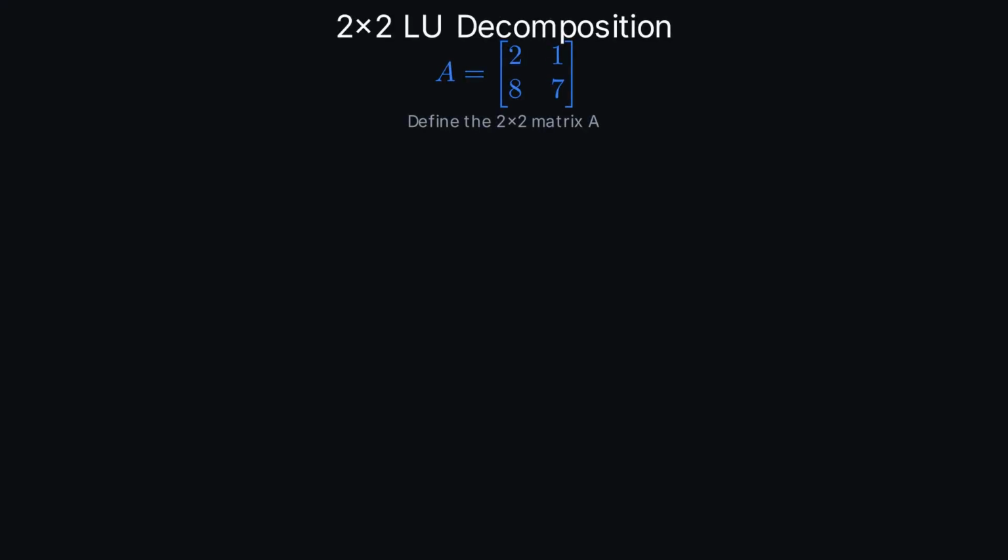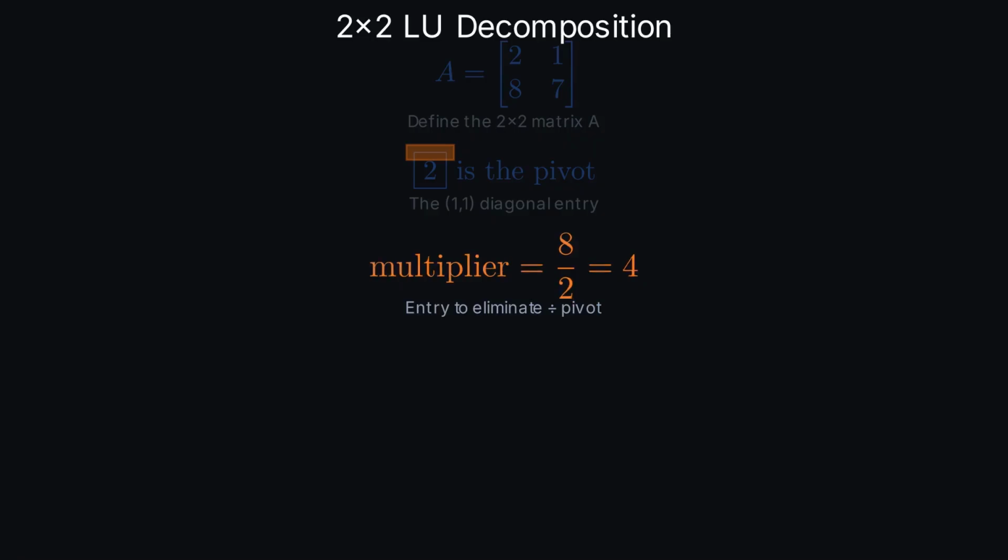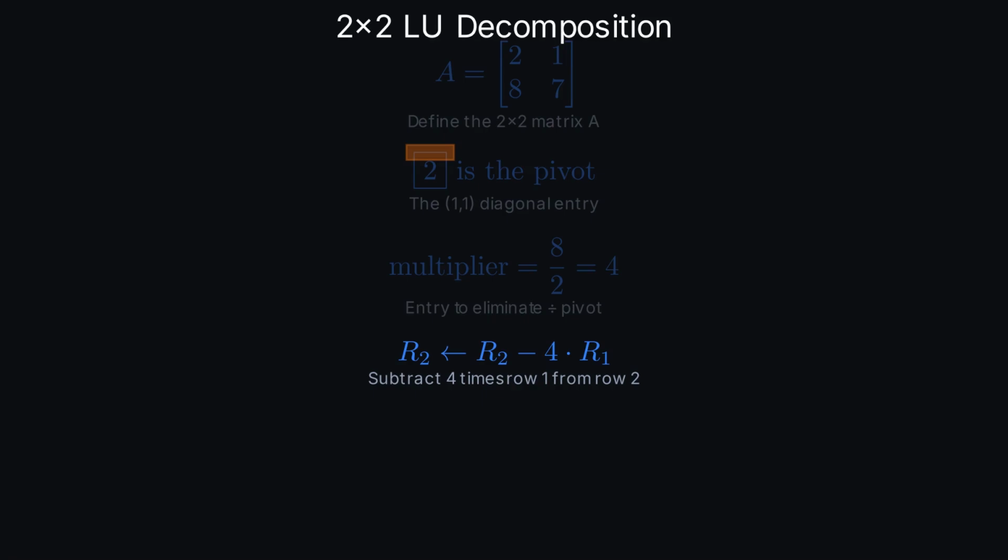Take A: first row 2, 1, second row 8, 7. The pivot, the diagonal entry used for elimination, is 2. To eliminate the 8 below it, we compute the multiplier, 8 divided by 2 equals 4. The multiplier is always the entry we want to eliminate, divided by the pivot.